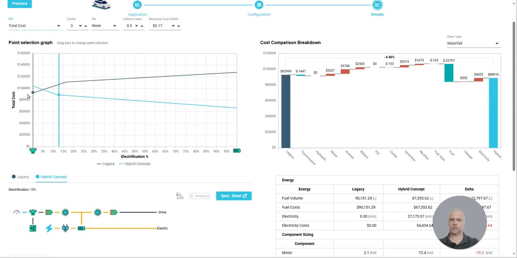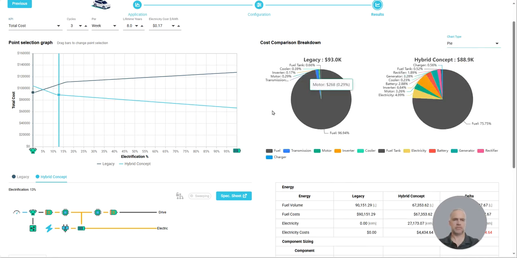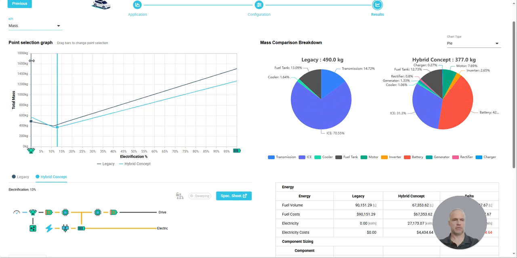And the total cost of ownership actually sees a decrease. This is where that decrease is coming from, fuel, mainly, but you have to make investments in component technologies to get that efficiency gained in fuel. There's different ways to look at it. This is the legacy cost broken up into a pie chart. Let's look at the mass breakdown.